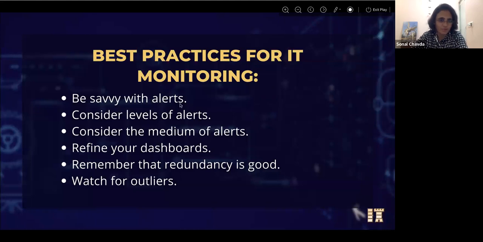So the most important: be savvy with alerts and consider the level of alerts. As mentioned before, any monitoring system will do good only if its alerts are attended, addressed, and responded to in time. The system will keep monitoring for you 24/7, but whenever an alert arises, it has to reach the right person. And on reaching the right person, that person has to address it. Then the whole monitoring makes sense.